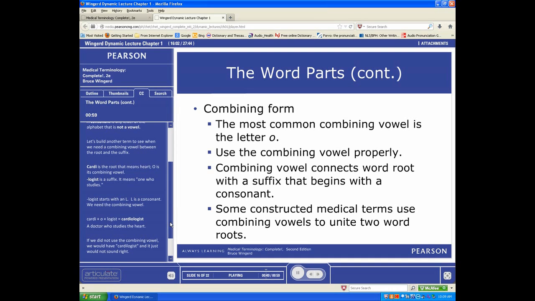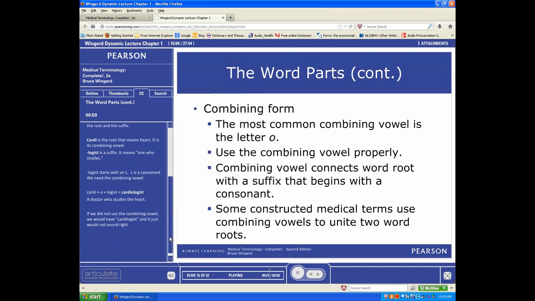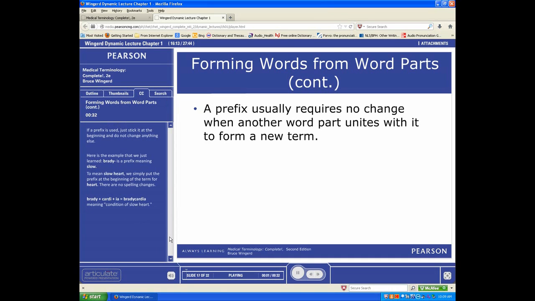If a prefix is used, just stick it at the beginning and don't change anything else. Here is the example that we just learned. Brady is a prefix meaning slow. To mean slow heart, we simply put the prefix at the beginning of the term for heart. There are no spelling changes. Brady plus cardi plus ia equals bradycardia, meaning condition of slow heart.